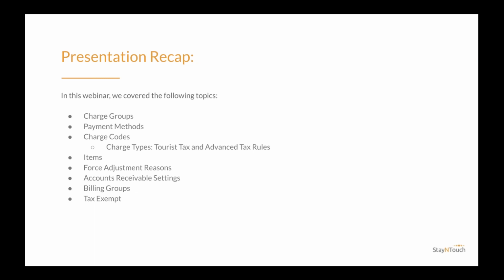So in this webinar, we covered the following topics: charge groups, payment methods, charge codes, including charge types, which include tourist tax and advanced tax rules, items, force adjustment reasons, accounts receivable settings, billing groups, and tax exempt.